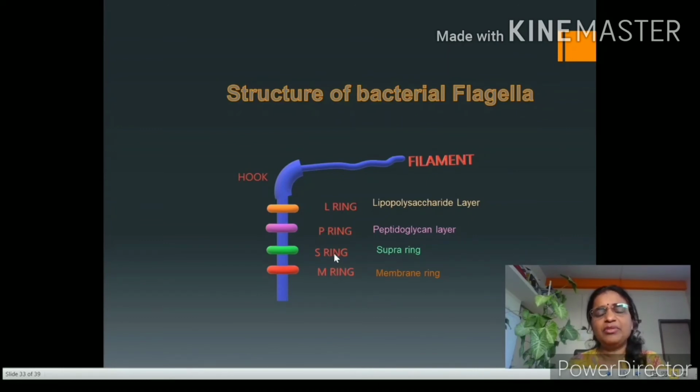The S ring is present in both bacteria. This S ring is the supra ring. It is superficial to the cell membrane, its location is just above the cell membrane. The M ring is the membrane ring. It is embedded in the cell membrane, so it is called the M ring. So this one is the basal body. From this basal body, the S and M rings are the rotors. They perform the function of giving rotation. The function of motion is performed by these two rings, the S and M rings.